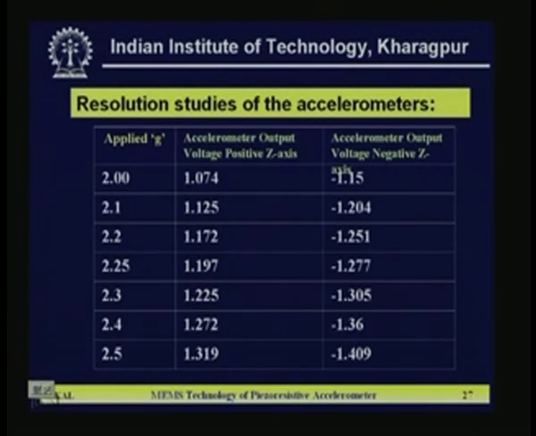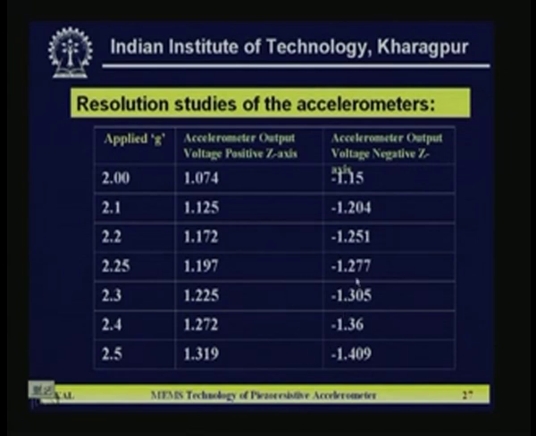So that means up to 0.25 g you can resolve, but it could be resolved even lower, but because the measurement facilities are not available to give milli-g acceleration, that could not be measured. That is the limitation of our test facility. But here we can still find that up to 0.25 g, meaning 250 milli-g, it is resolving. Okay. So this is for negative and positive z-axis, the resolution has been studied.